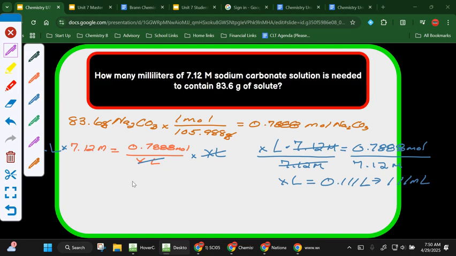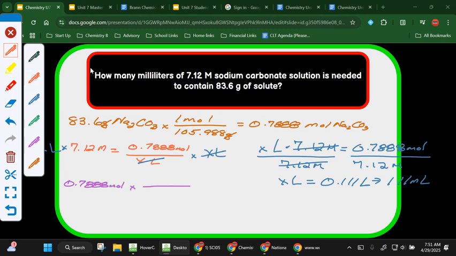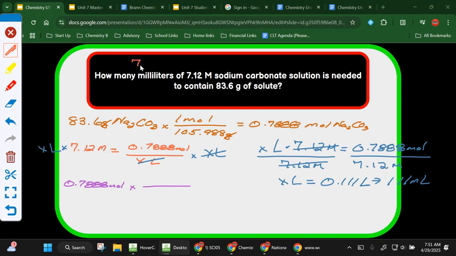But now what I'm going to do is take that moles and multiply it by a conversion factor. Now my conversion factor comes from this, ladies and gentlemen. My conversion factor comes from 7.12 molar, which is 7.12 moles of Na2CO3 equal to 1 liter.